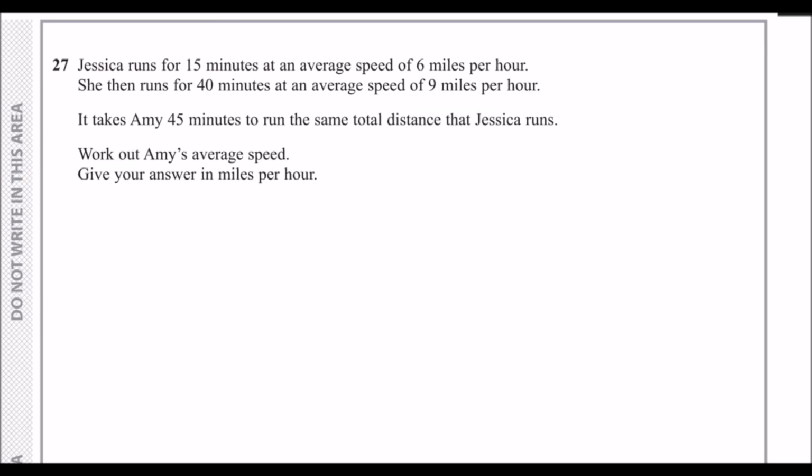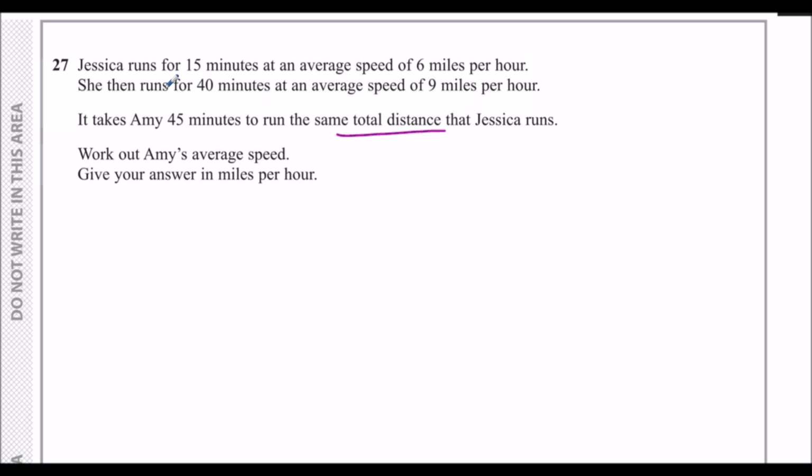Question 27. Jessica runs for 15 minutes at an average speed of 6 miles per hour. She then runs for 40 minutes at an average speed of 9 miles per hour. It takes Amy 45 minutes to run the same total distance that Jessica runs. Work out Amy's average speed.